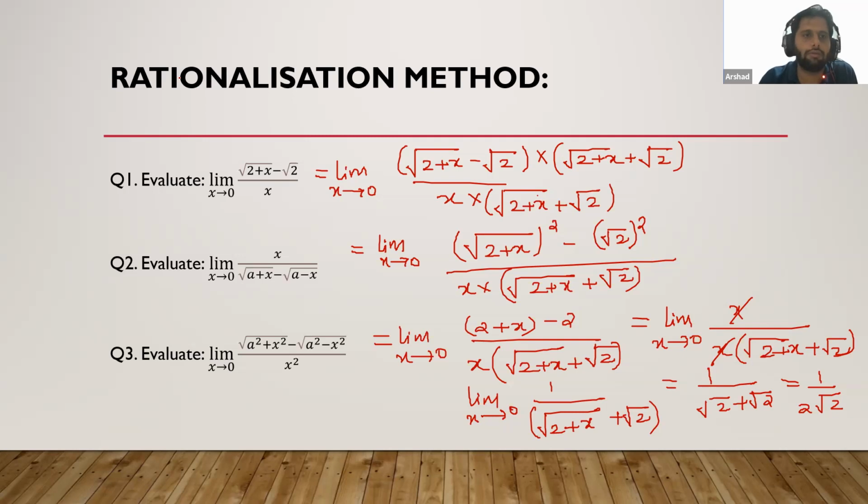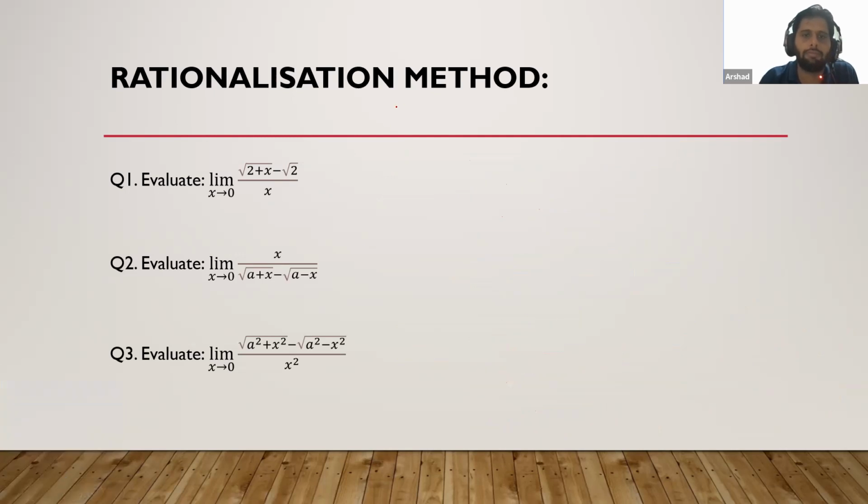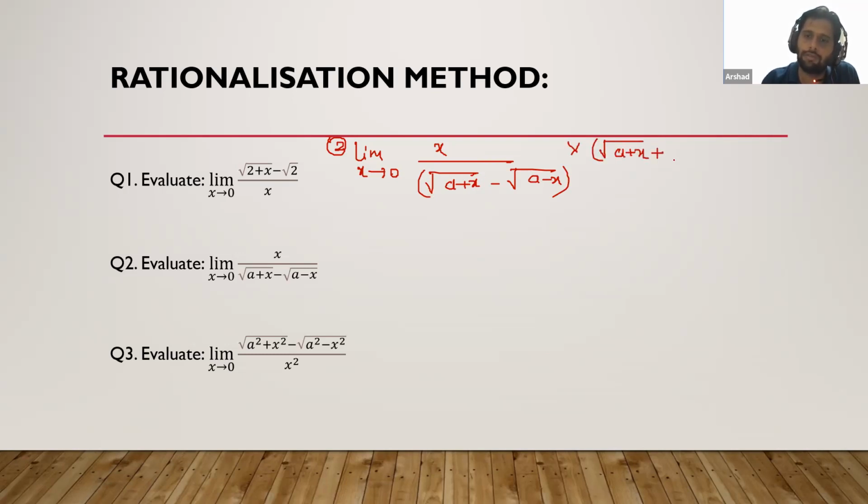Okay, Rifat, you are not getting the answer. Let me solve this. Please check here, the second one. Limit x tends to 0. So we will do the rationalization: x by under root a plus x minus under root a minus x, into under root a plus x plus under root a minus x, by under root a plus x plus under root a minus x.